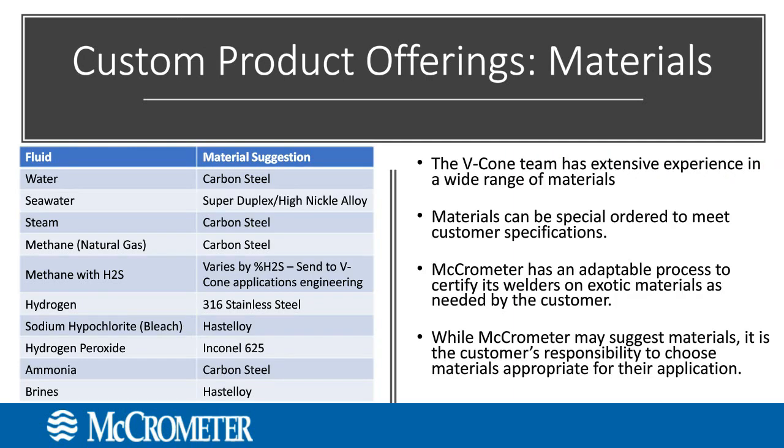I'd mentioned in a couple of the applications the number of different material options we have. The VCone team has wide experience in a wide range of materials, and we can even special order materials that meet customer specification beyond just the standard ASTM. We have an adaptable process to certify welders on exotic materials for the customer as needed. Taking a look at the chart to the left, we have the most standard carbon and stainless steels, but then also duplexes and super duplexes, Inconel 625 and Incoloy, Hastelloy, and even some of the newer stuff we've seen, titanium requests, and pretty much everything in between.